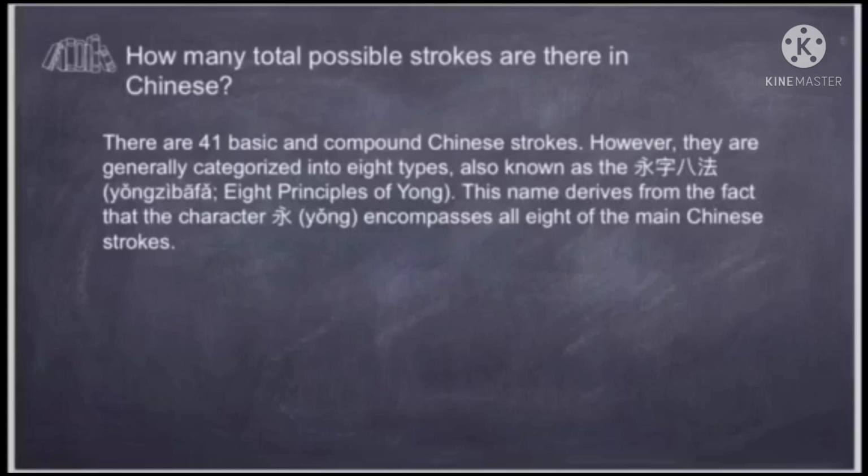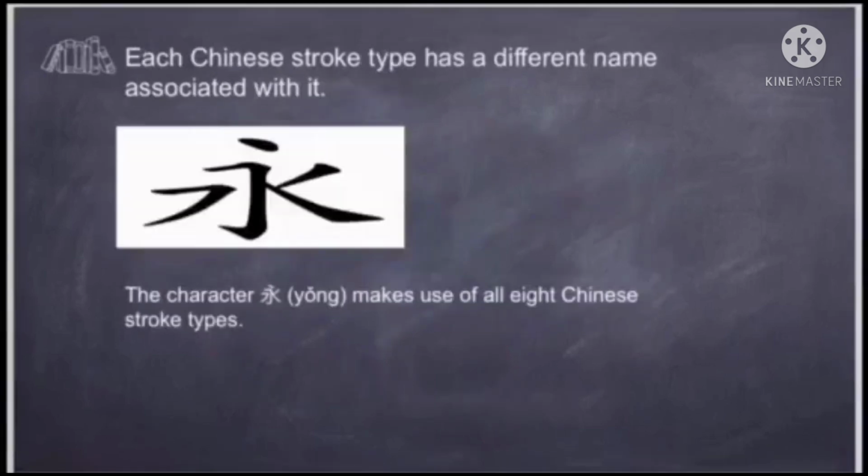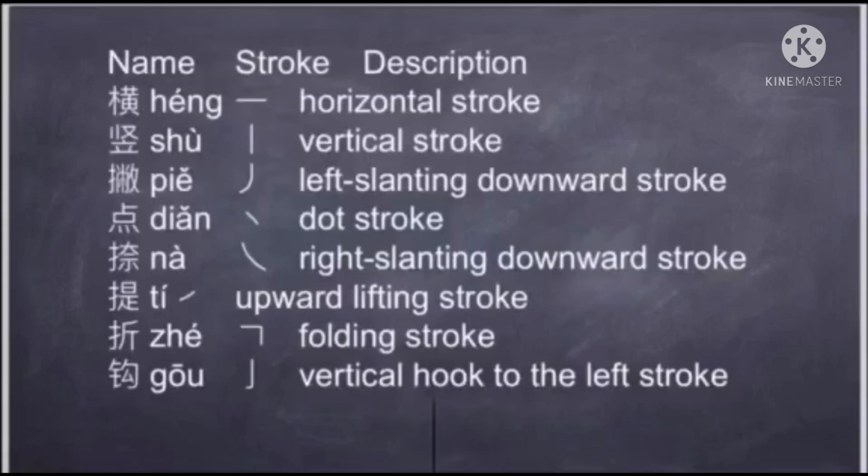How many total possible strokes are there in Chinese? There are 41 basic and compound Chinese strokes, however they are generally categorized into 8 types, also known as the yongzi bafa, 8 principles of yong. This name derives from the fact that the character yong encompasses all 8 of the main Chinese strokes. The 8 basic strokes used to write Chinese characters are as follows. Each Chinese stroke type has a different name associated with it. The character yong makes use of all 8 Chinese stroke types. This is all 8 Chinese stroke types.